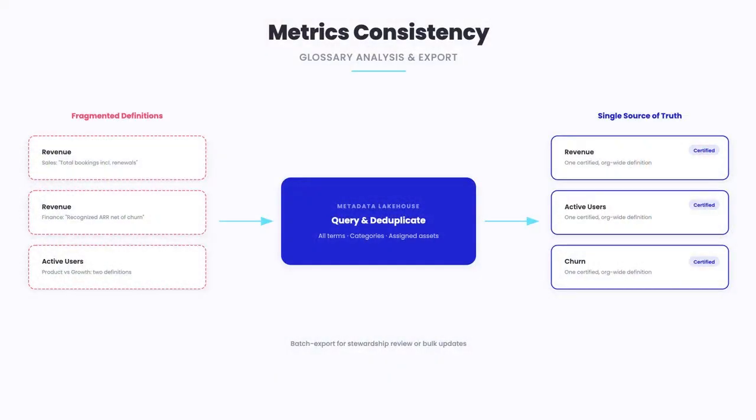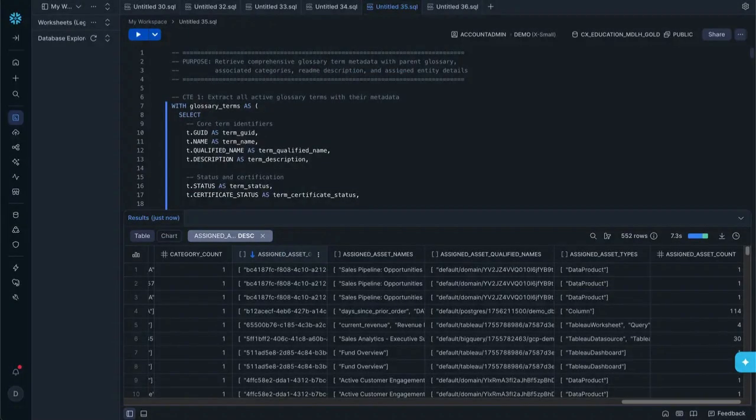This use case covers glossary analysis and export, ensuring our metrics remain consistent. If our organization defines revenue, active users, or churn in multiple places, or if different teams are working from slightly different versions of the same term, the Metadata Lakehouse gives us a way to query our entire glossary in SQL. We see all the terms, their parent glossaries, categories, and which assets they're assigned to. That makes it straightforward to find duplicates, compare definitions side by side, and batch export the output for steward review or bulk updates. That's the metrics in glossary use case, ensuring that you have a single source of truth that you can rely on.